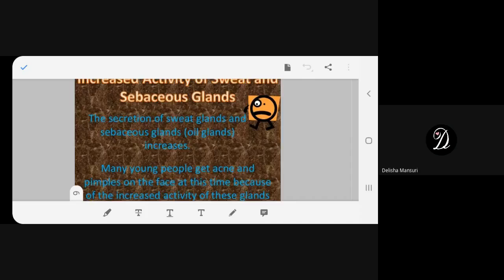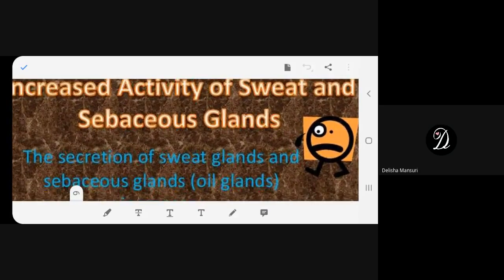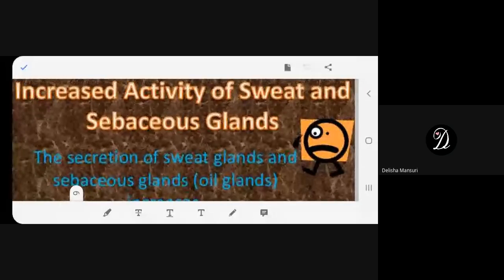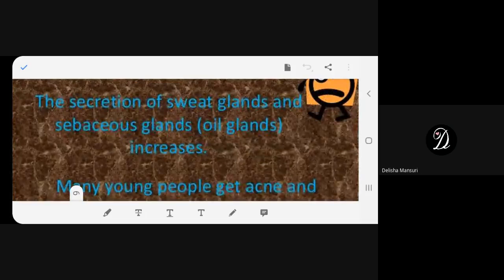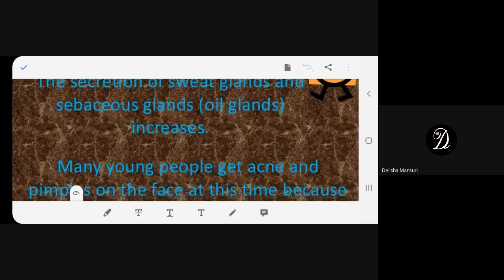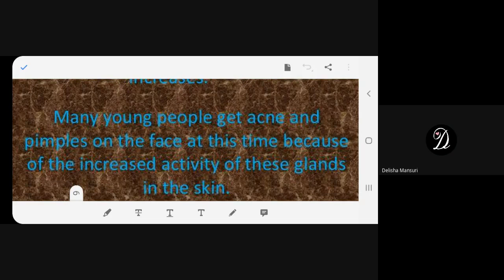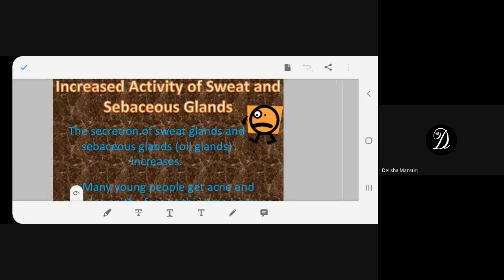Now we come to the activity of sweat and sebaceous glands. Let's read. The secretion of sweat glands and sebaceous glands, all glands increases. Many young people get acne and pimples on the face at this time because of the increased activity of these glands in the skin. So I think it's the same thing. It's nothing new in it.